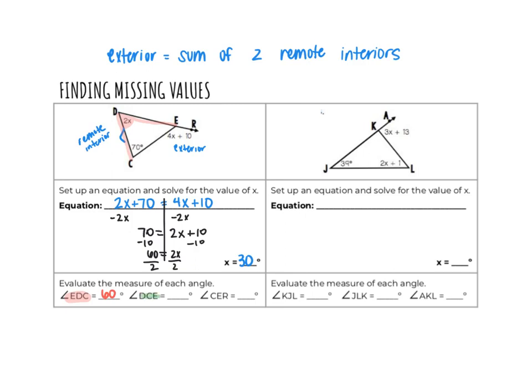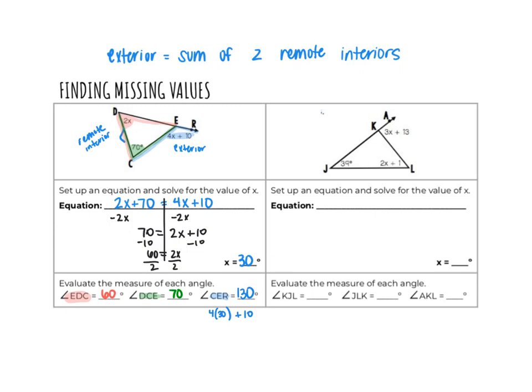DCE, I'm going to start at D, go down to C, and then over to E. So that would be this 70 degree angle, which is nice because the work is done for me. And then finally, C to E to R would be this angle here, which would be the exterior angle. So what I'm going to do for this one is do 4 times 30 and then plus 10. So that would tell me that it's 130 degrees.